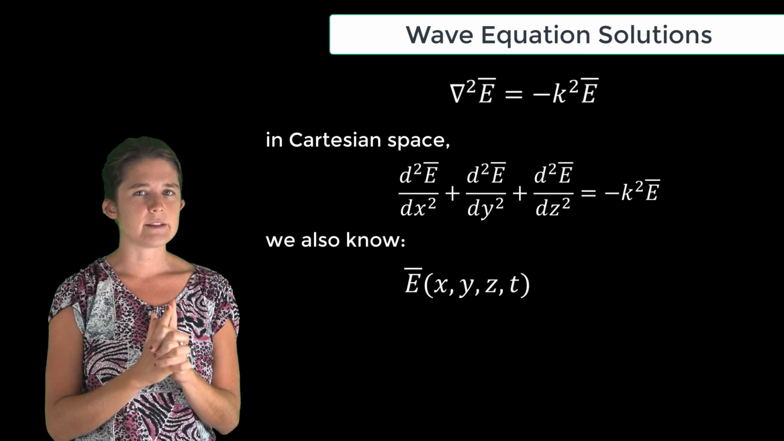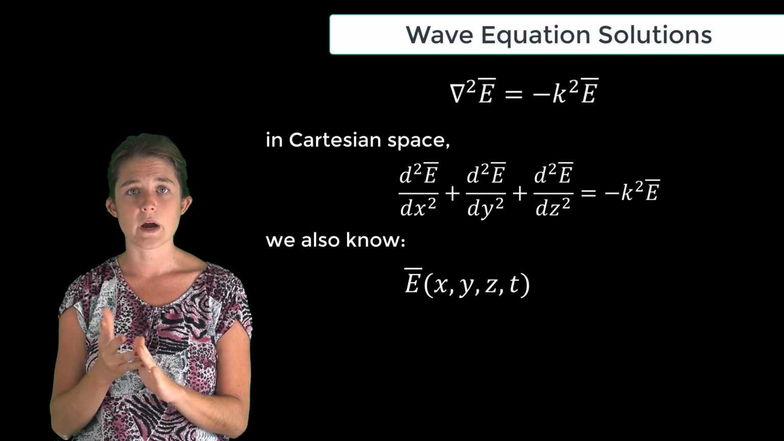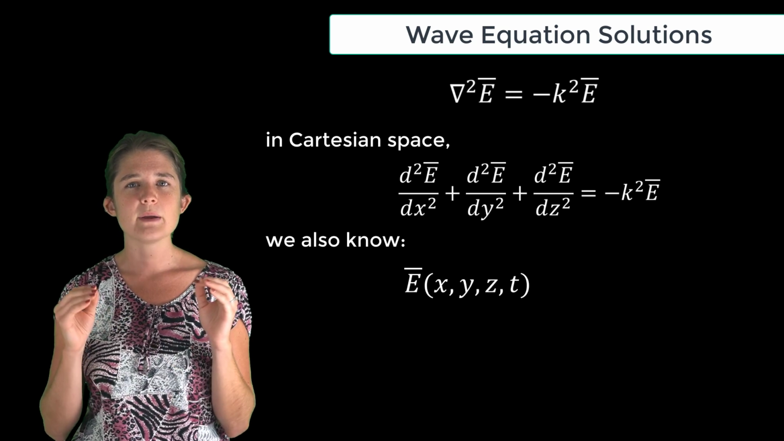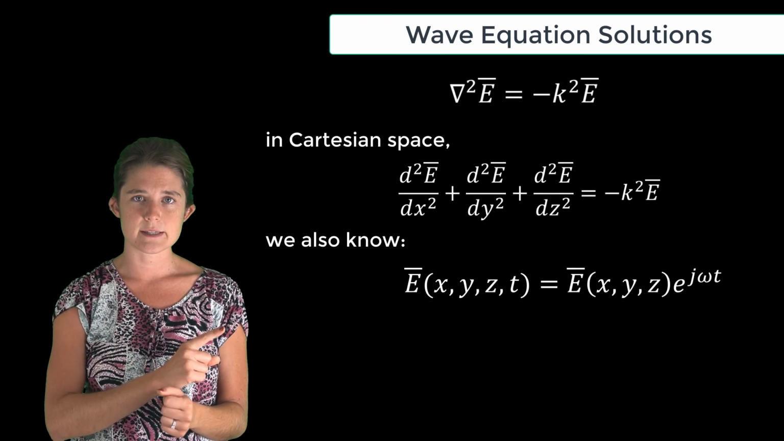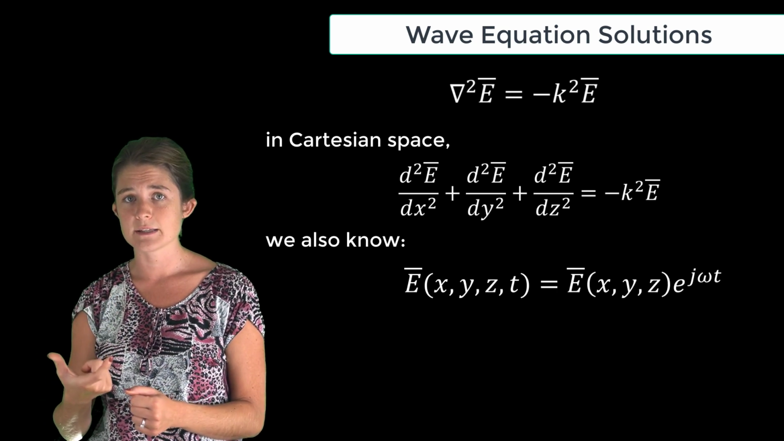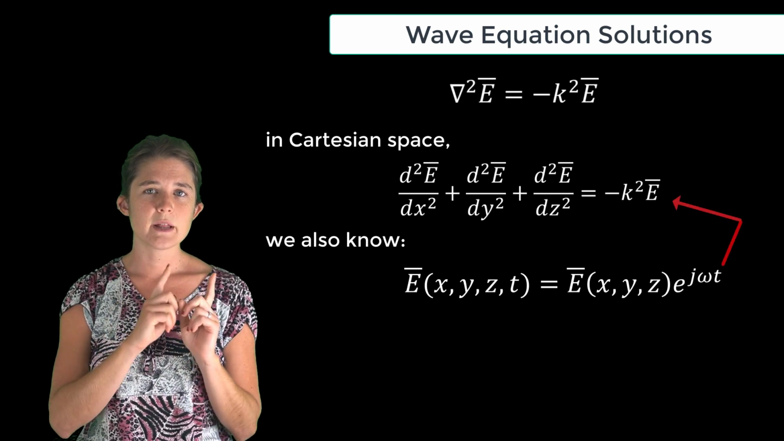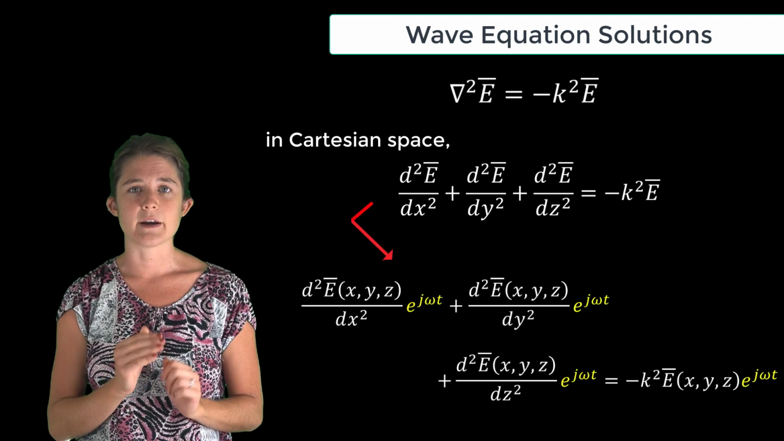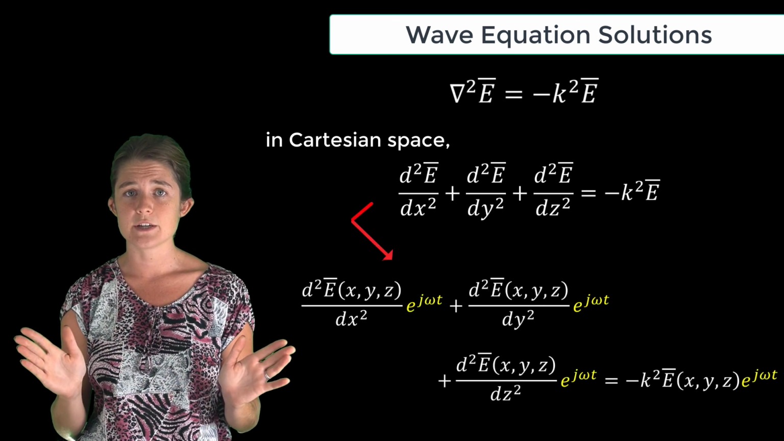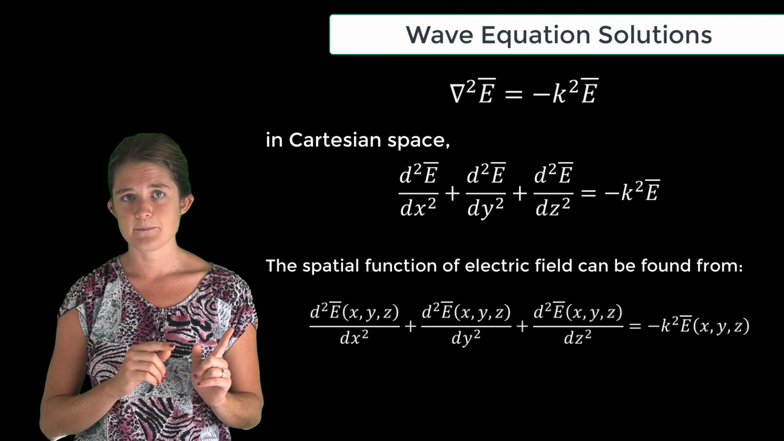We also know that the electric field is some unknown function of time and space, of x, y, z, and t. But we've made the assumption that E is time harmonic, which means it can be separated out like this. E is some function of space multiplied by a harmonic function of time. So if we plug this into the wave equation, it becomes this. And the time harmonic can be factored out of both sides of this equation, leaving this differential equation for the spatial function of E.